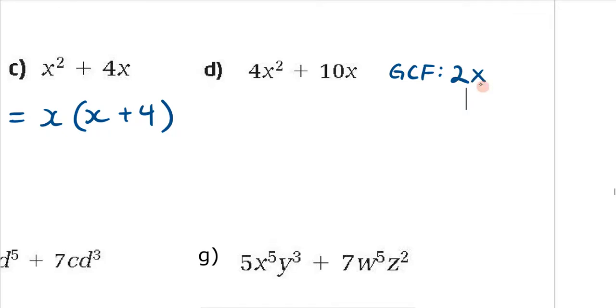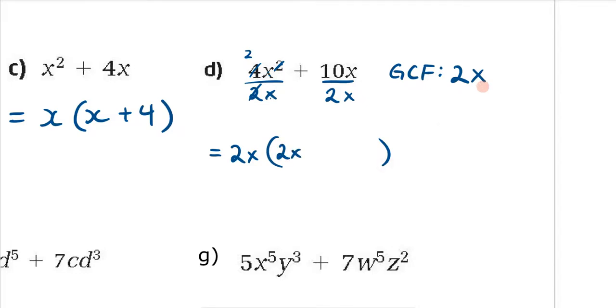So what you have to do is divide each term by 2x, your greatest common factor. Okay. So when I write my factored form, the 2x is separated outside. Create your brackets. 4x squared divided by 2x. So 4 divided by 2 is 2. X squared divided by x is x. So I have 2x in here. And 10x divided by 2x. So 10 divided by 2 is 5. So plus 5. And x divided by x is just 1. Okay. So 2x times 2x plus 5 is my factored form.